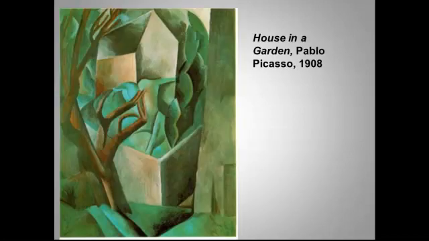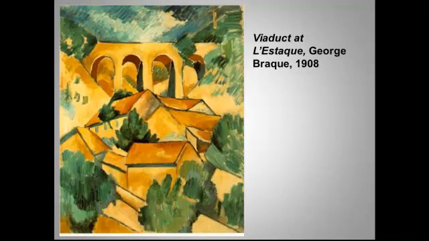So here's a very early Cubist painting, just a year after Demoiselles d'Avignon. Picasso is reducing the house and garden to simplified geometric forms, but you can still more or less tell what they are, and he still maintains a color difference between the house and the garden. We see the same elements in this early Cubist painting by Georges Braque.